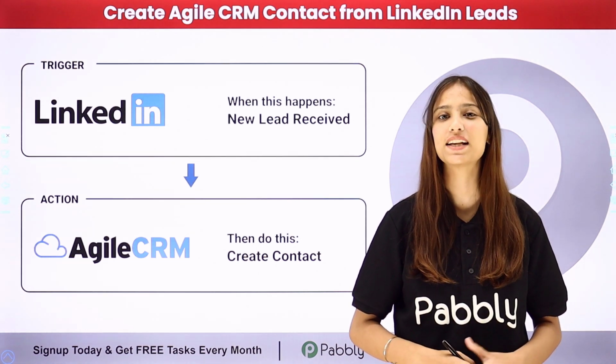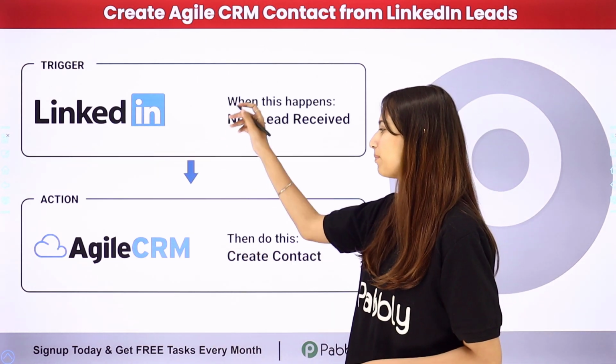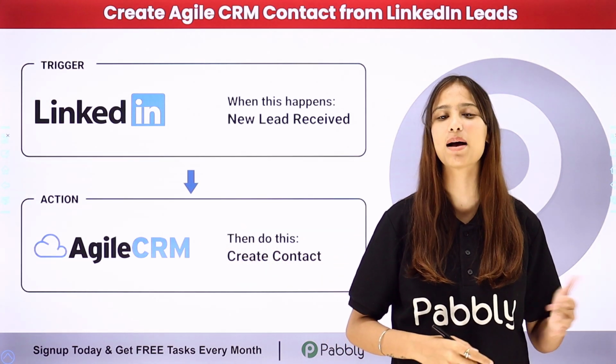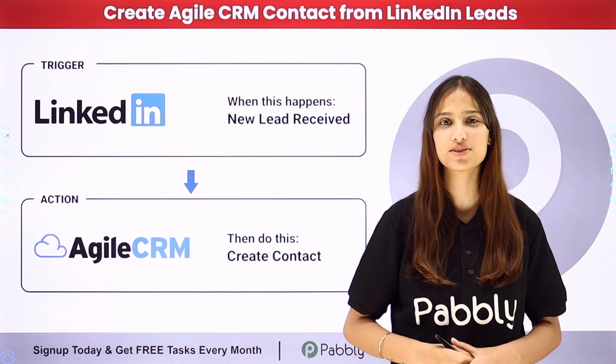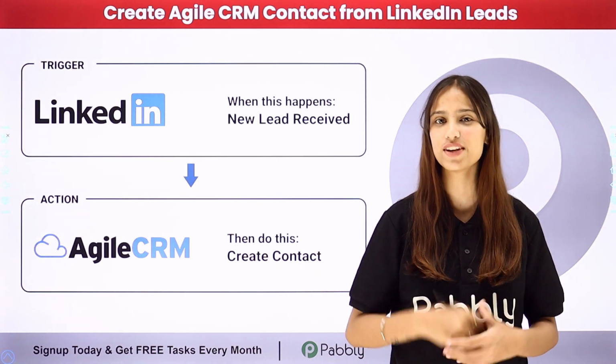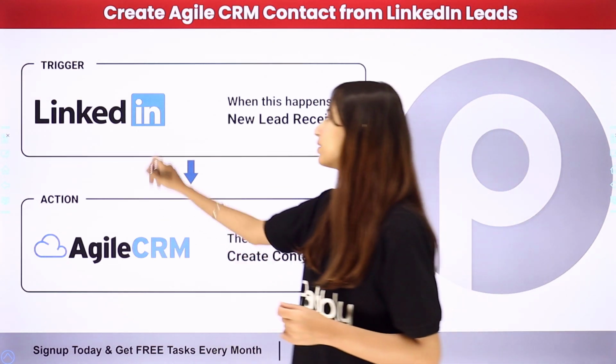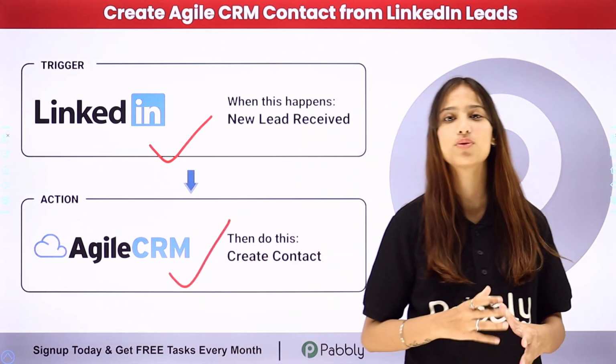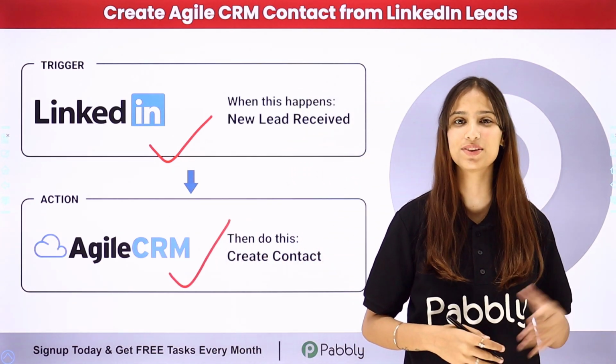Now to do this, I need to set up a connection between these two applications, for which I'm going to use this amazing automation software that is Pably Connect. Pably Connect follows the concept of trigger and action. Here my trigger application will be LinkedIn and my action application will be Agile CRM. If you want to learn more about this, follow me through the screen.